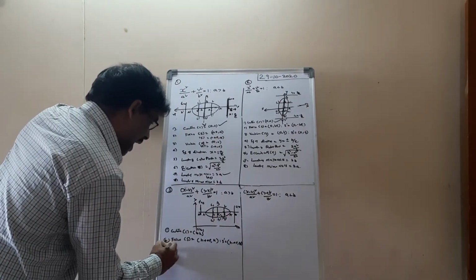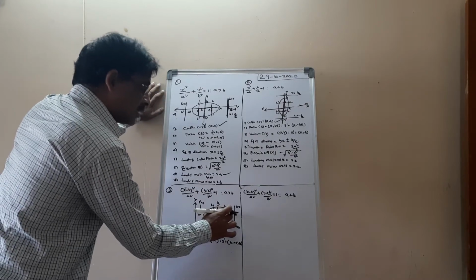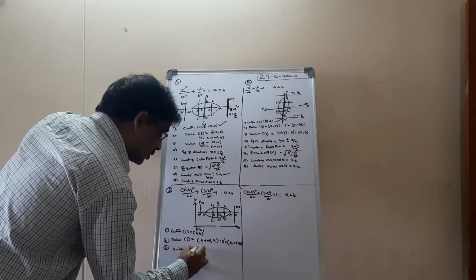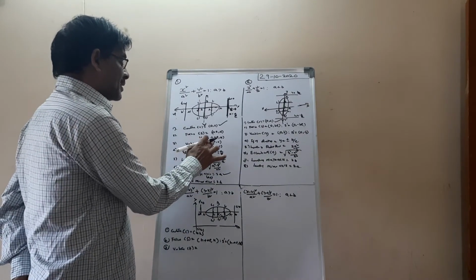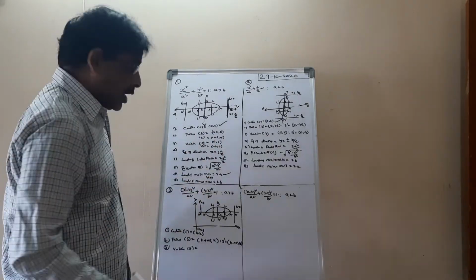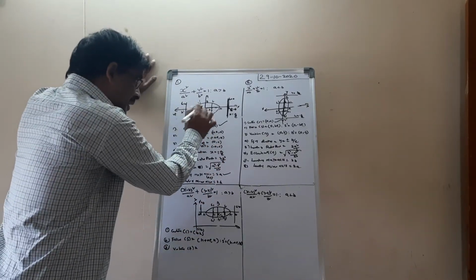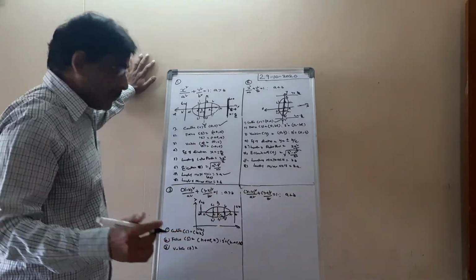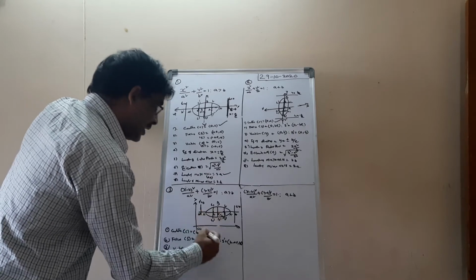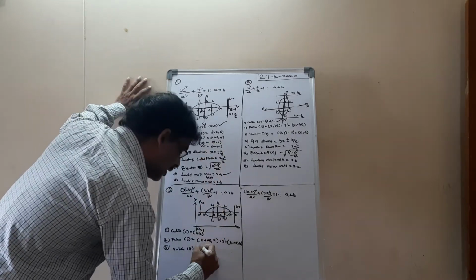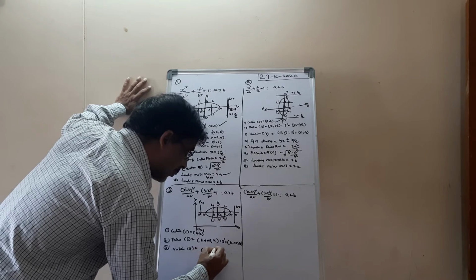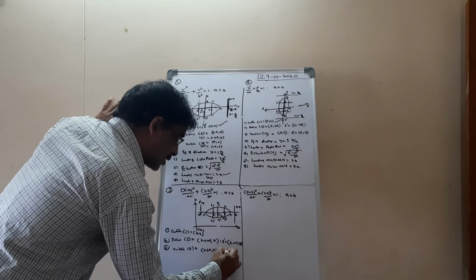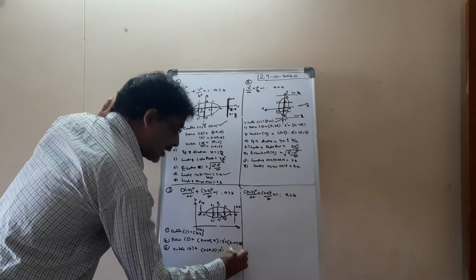Now, after the focus, we have the next item, the vertices. The vertices are (a, 0) when the center is at (0, 0). Here our center is (h, k), so the coordinates are (h plus a, k) and the second one, A dash, is (h minus a, k).